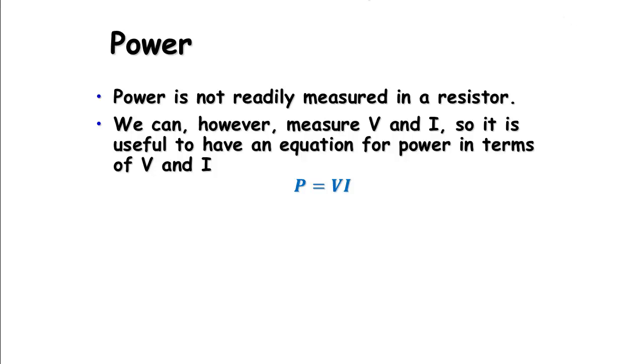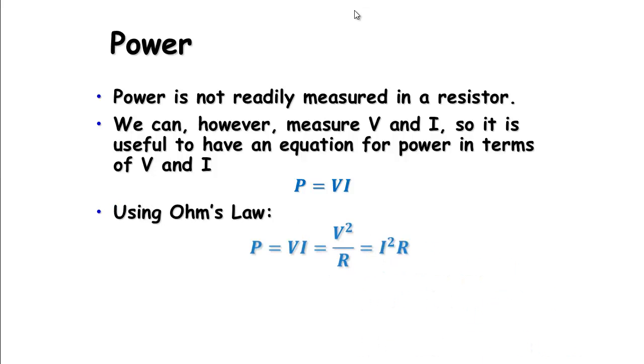Now if we substitute in Ohm's law, we also get some equivalent forms for this equation. P equals VI, but if we substitute in I equals V over R, we get V times V on R, which gives us V squared on R. Or if we substitute in V equal to IR, we get IR times I, which gives us I squared R. Depending on what information you have for your circuit, you would use the appropriate form of the equation to solve the problem.